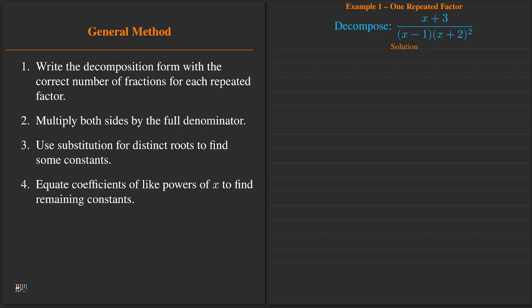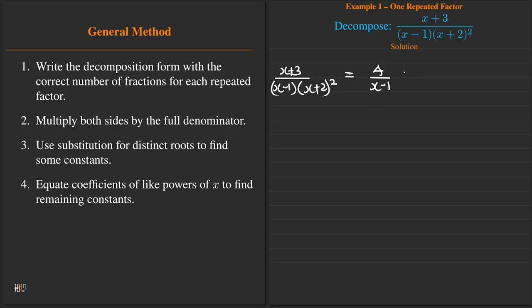Looking at our first question, it says we have to decompose x plus 3 all over x minus 1, then x plus 2 all squared. So we need to first of all write the decomposition form with the correct number of fractions for each repeated factor. That is step 1. So we have x plus 3 all over x minus 1 and x plus 2 all squared, and that is going to be equal to a. Since x minus 1 is not repeated, we have a over x minus 1.